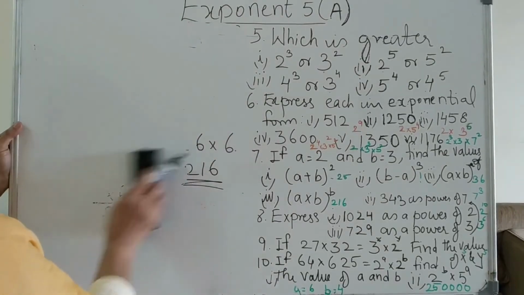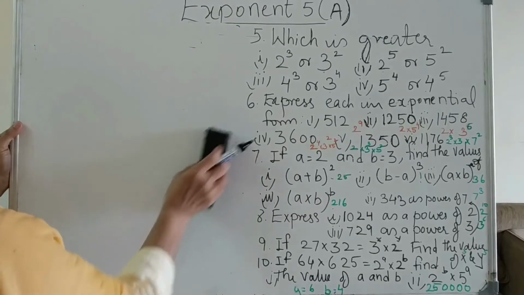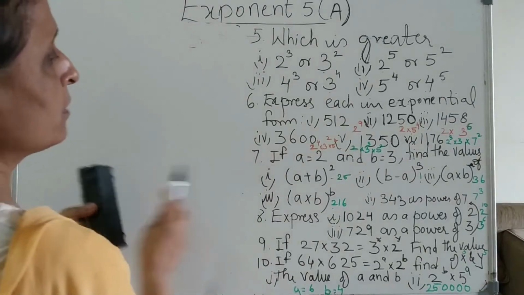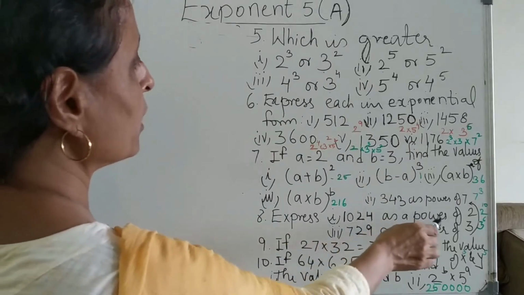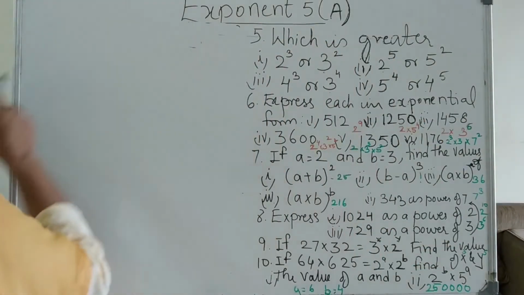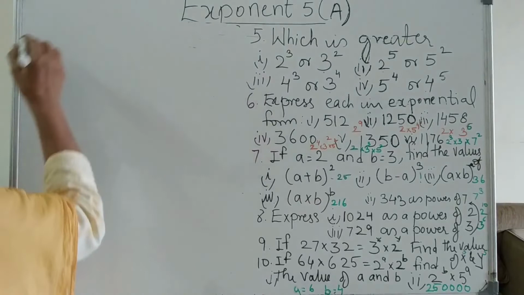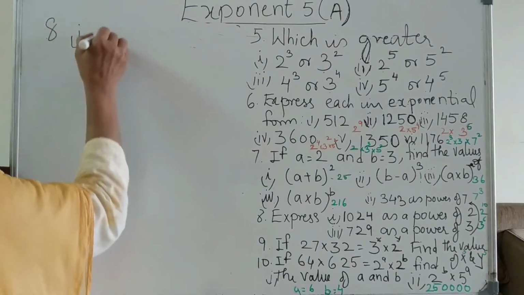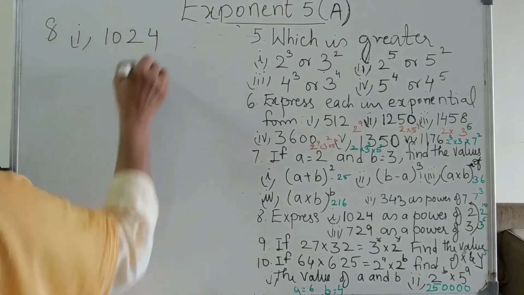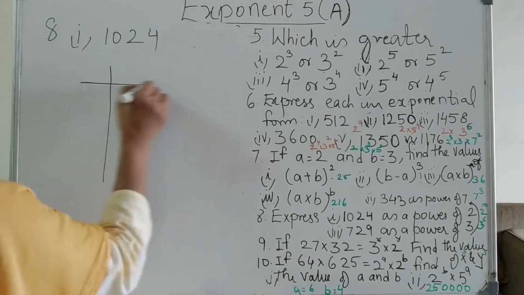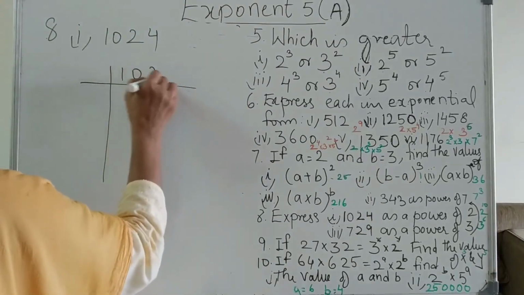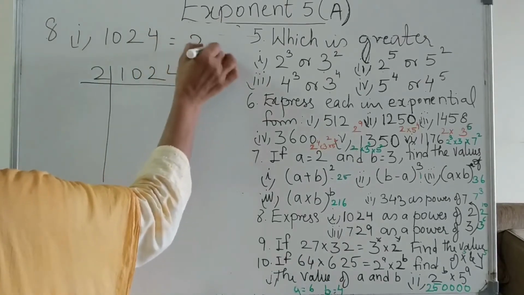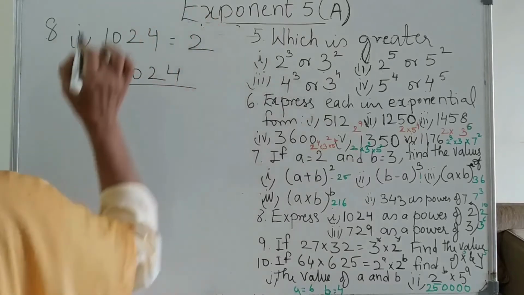Now this 8th sum has to be expressed as a power. Express 1024 as a power of 2. So again, you have to make it into exponential form. 8 first sum, you have to make it into exponential form. Let us do it vertically. 1024 has to be in the form of 2 raised to something. What is that something? We have to find out.